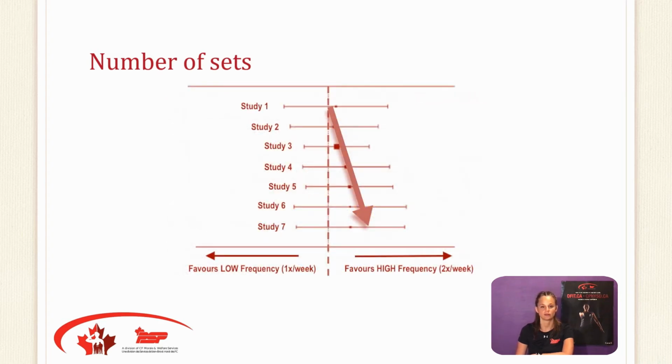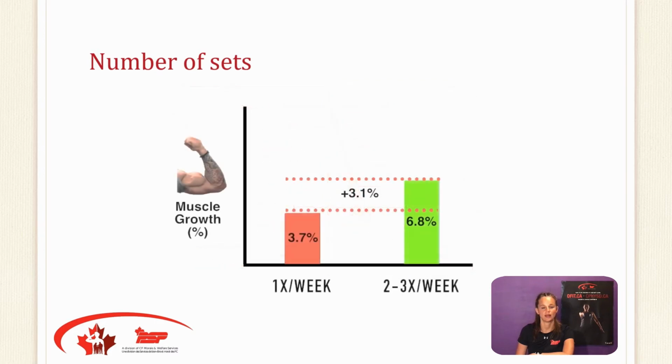Luckily for us, researchers collected 10 different studies and compared training each muscle once per week versus higher frequencies of 2 or 3 times per week. The researchers analyzed the effect the different training frequencies had on muscle growth. The result? As shown below, every single study showed a benefit to training with higher frequencies. In fact, training each muscle 2 or 3 times per week resulted in 3.1% greater muscle growth than training each muscle just once per week.